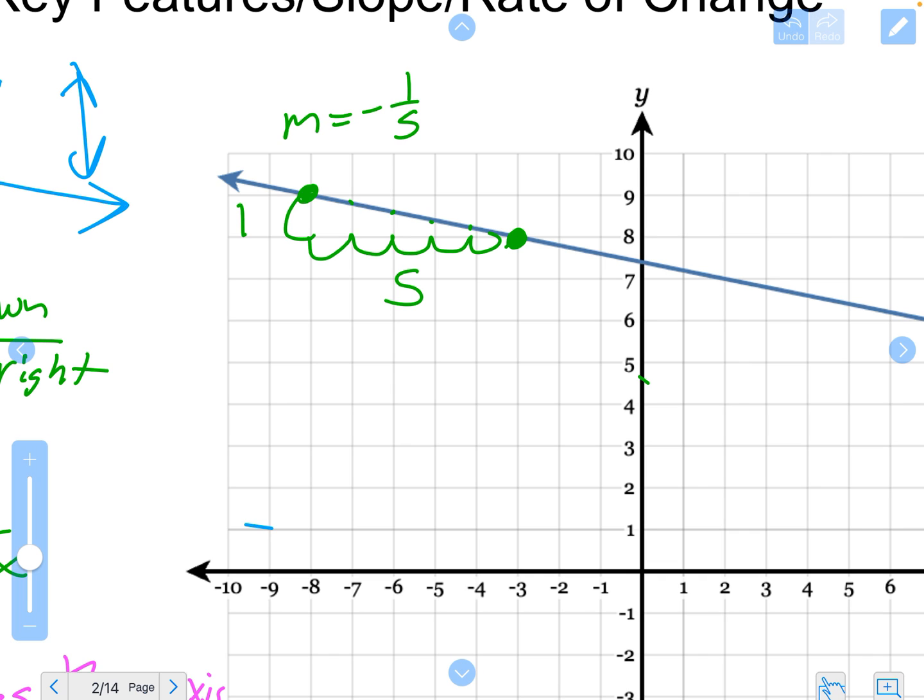And we're going to talk later about why it's negative. But that's not right now. I just want to kind of talk about slope.